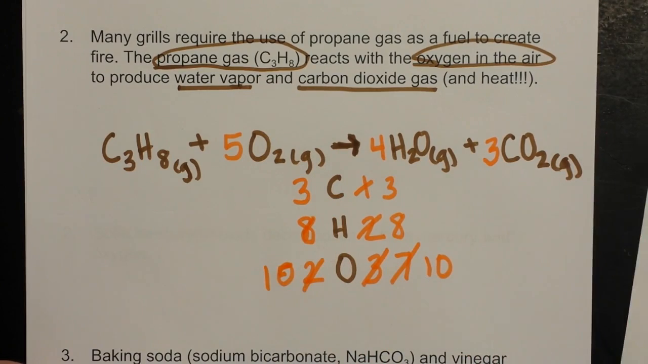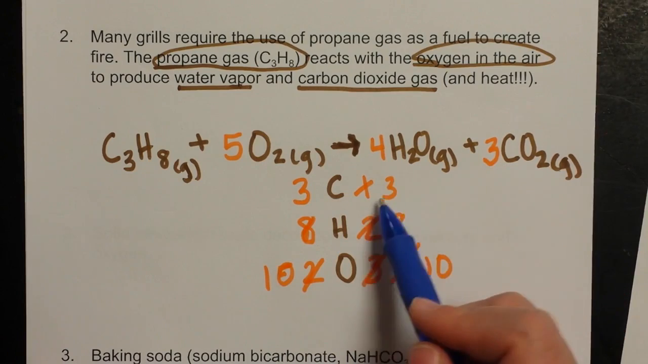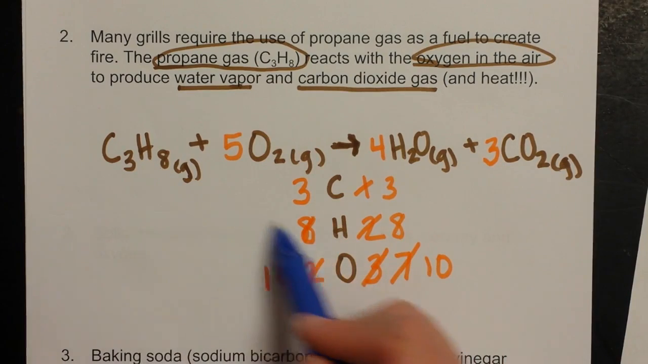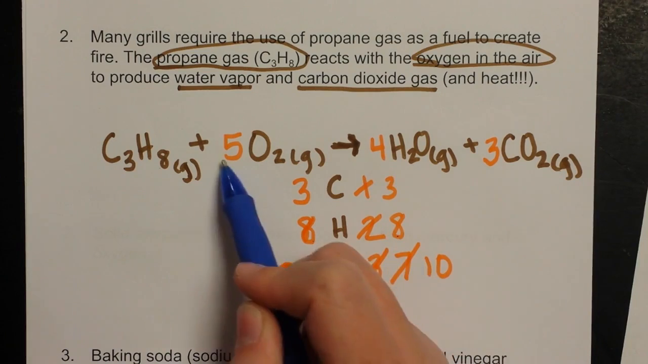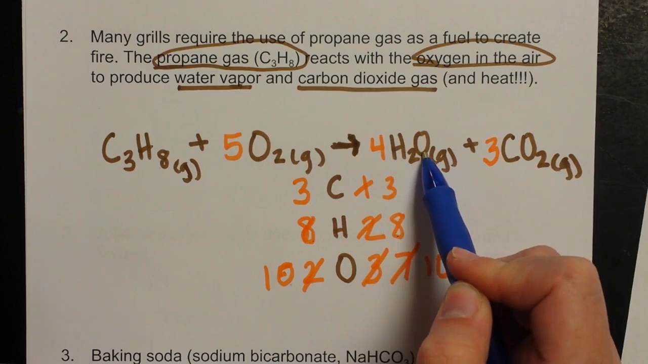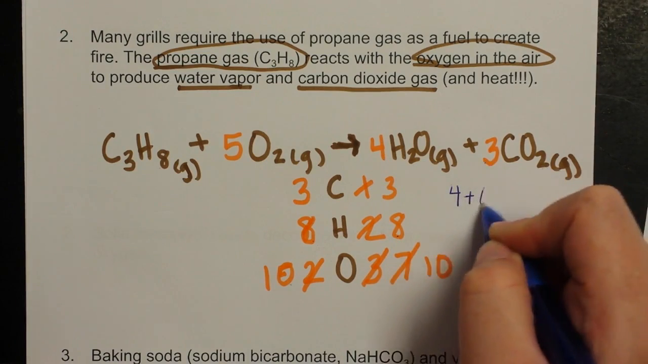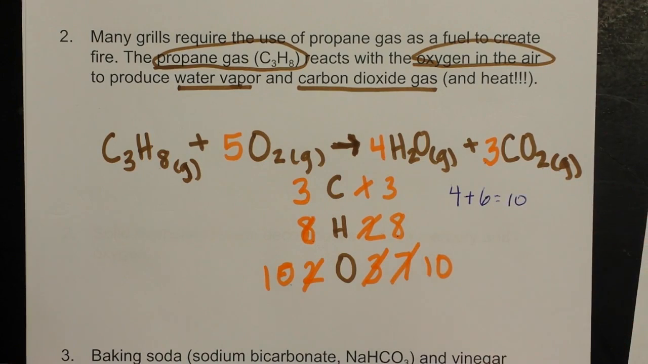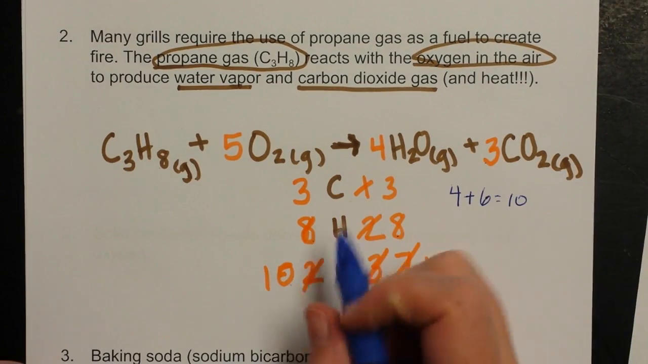So let's just go back and check. I have 1, 2, 3 carbons, 1, 2, 3 carbons. I've got 8 hydrogens here, and 4 times 2 is 8 hydrogens here. I've got 5 times 2 is 10 oxygens. I've got 4 times 1 is 4, plus 3 times 2 is 6, so I've got 10 oxygens here. Everything is balanced. I've got 1, 5, 4, and 3. I'm in my lowest whole number ratio.